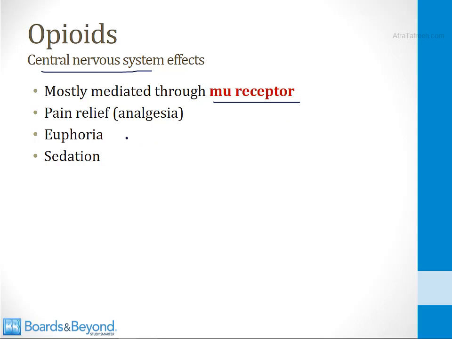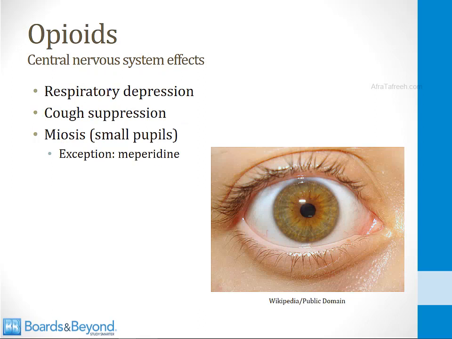These effects include pain relief and analgesia, also euphoria, and also sedation. And so people feel good when they take these drugs, and that's why they become drugs of abuse. Other central nervous system effects include respiratory depression. If someone overdoses on opioids, the reason they will die is because they will stop breathing. Opioids also suppress cough via the central nervous system, and that's why codeine is sometimes used as a cough suppressant.